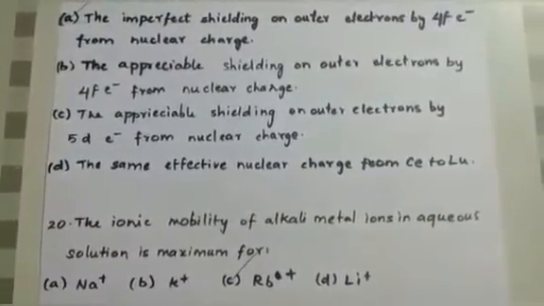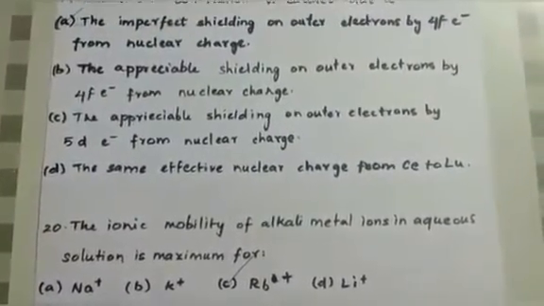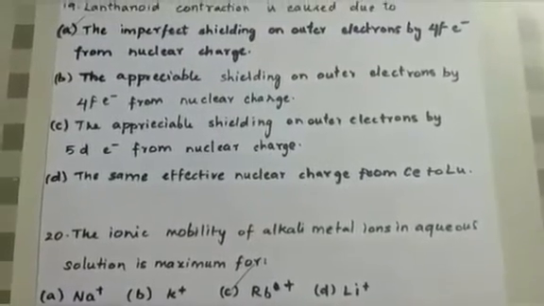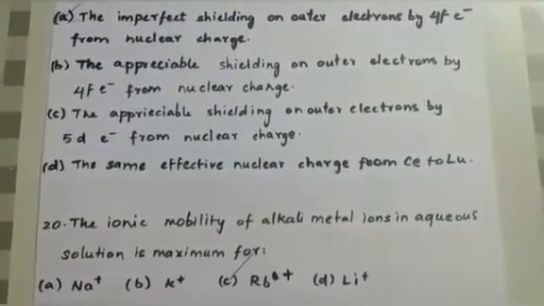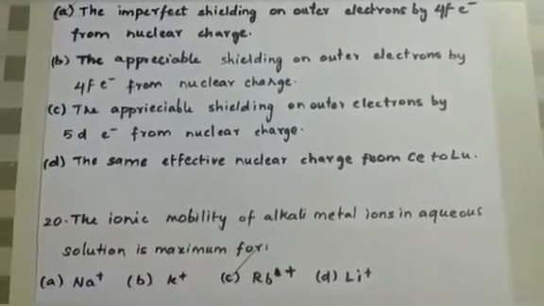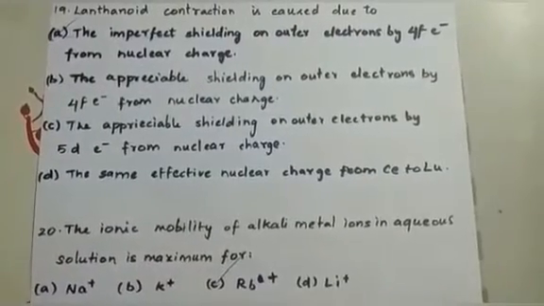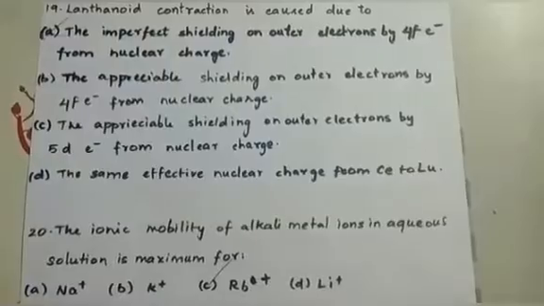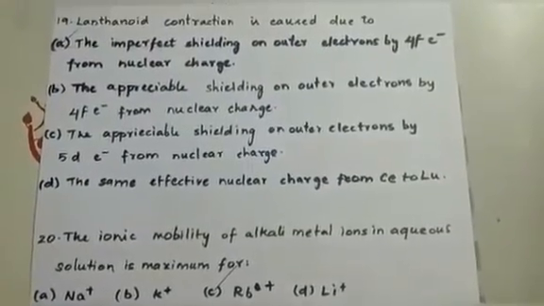20th question. The ionic mobility of alkali metal ions in aqueous solution is maximum for A. Na plus, B. K plus, C. Rb plus, D. Li plus.